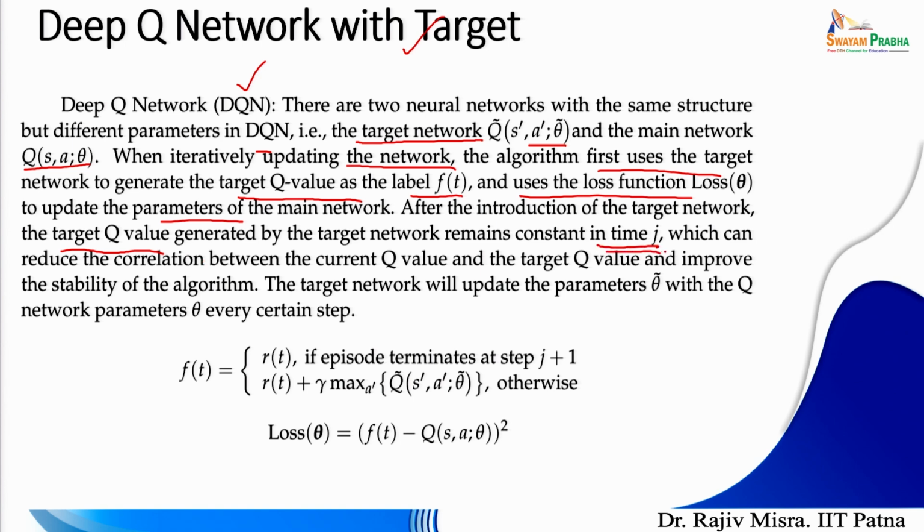which can reduce the correlation between the current Q value and the target Q value and improve the stability of the algorithm. The target network will update the parameter theta from the Q network parameter theta in every step. That particular Q value label, ft, is expressed here using rt and so on, and then the loss function will be calculated based on these parameters.